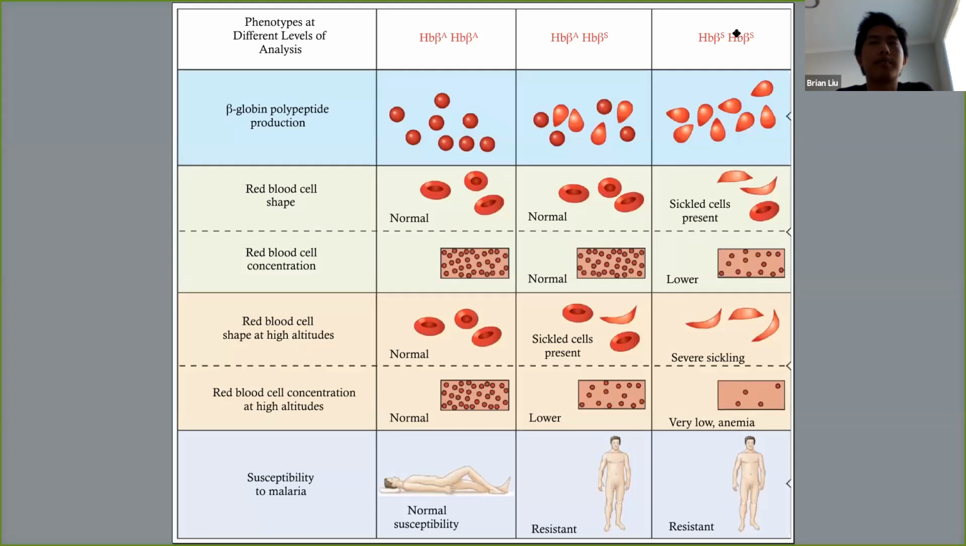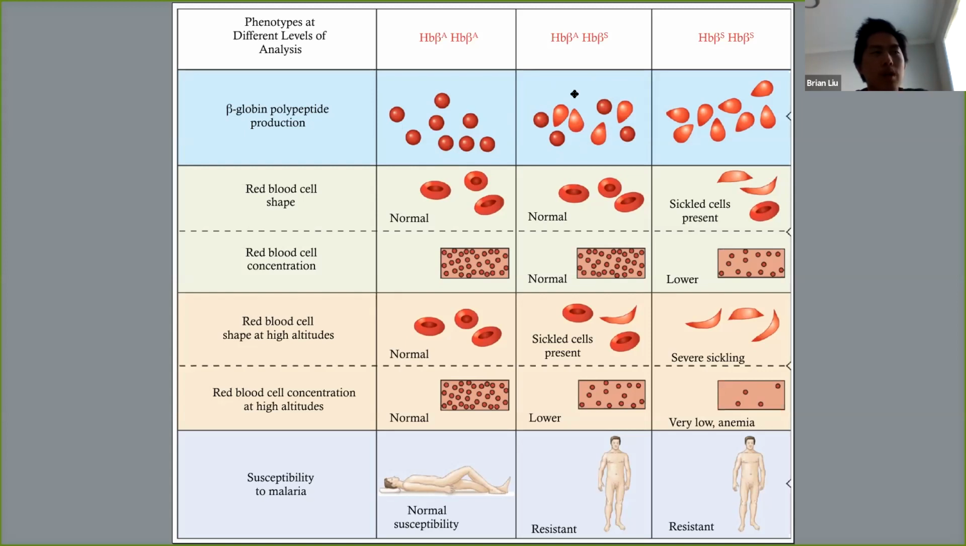Thing is, sickle cell anemia appears when you have both alleles being the sickle cell allele. If you have at least one of them being the normal allele, then you have normal red blood cells. And if you look at the mechanism for why, then it tells a slightly different picture. Although if you have one sickle cell allele and one normal allele, then your beta globin polypeptide production would look like this. This is not exactly the same as normal beta globin polypeptide production.